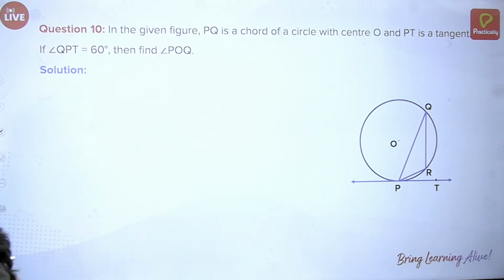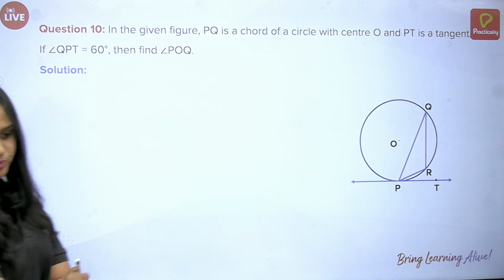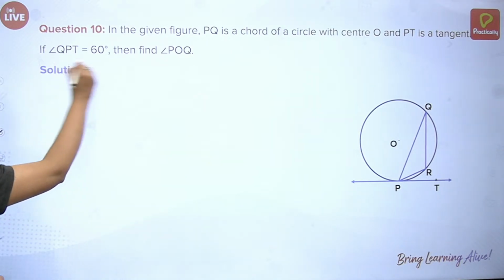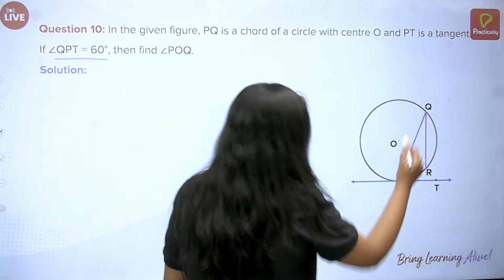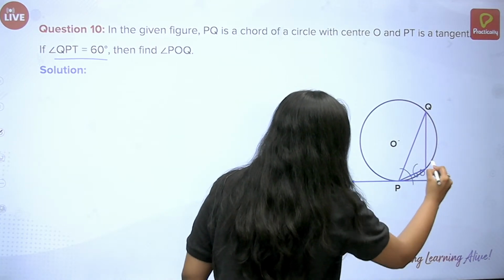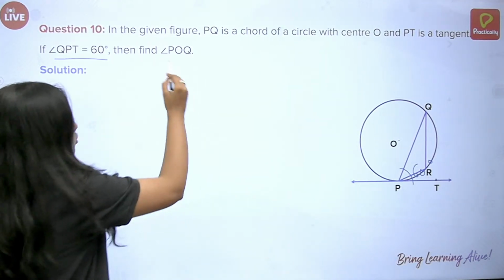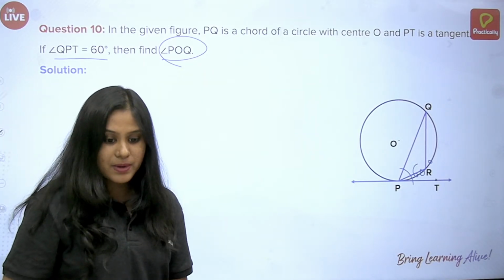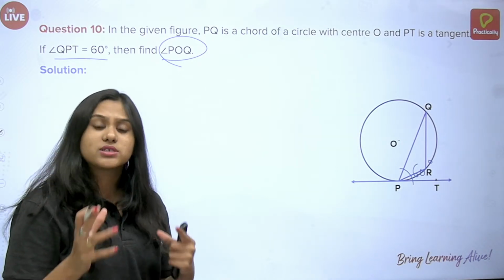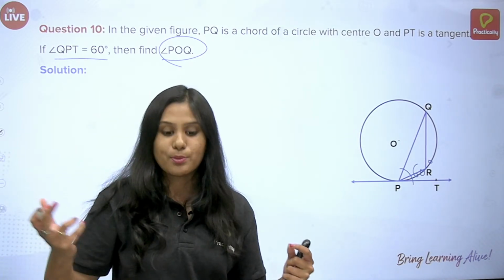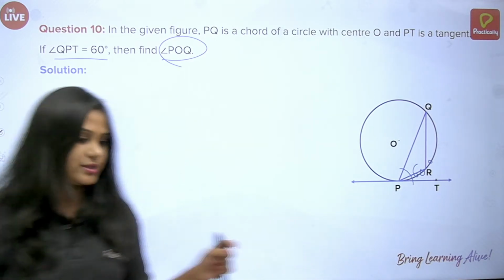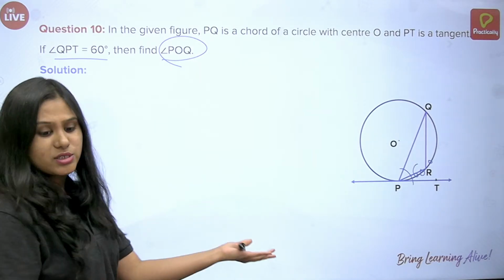In the given figure, PQ is the chord of a circle with center O. PT is a tangent. If angle QPT equals 60 degrees, find angle POQ. Okay. This is also very simple. Sairam, 150 plus 50 root 3. Okay, Sairam, but they've asked us to substitute root 3 value equal to 1.73, right? So just substitute and get the answer. Alright. So now that we are in this question, let's do it.